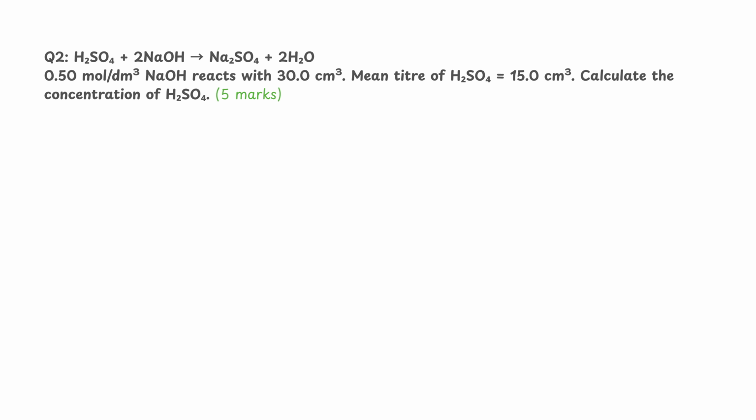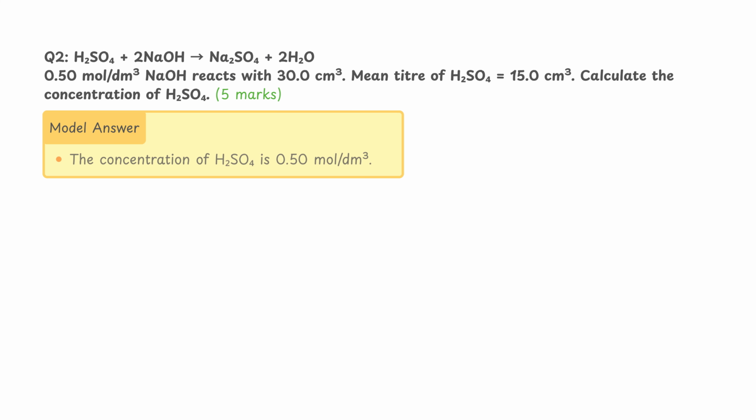Now let's move on to the second question. You can pause this video and try it yourself. We have the given equation. 0.50 moles per decimeter cubed sodium hydroxide reacts with 30.0 centimeters cubed. The mean titer of sulfuric acid is 15.0 centimeters cubed. Calculate the concentration of sulfuric acid. The concentration of sulfuric acid is 0.50 moles per decimeter cubed.